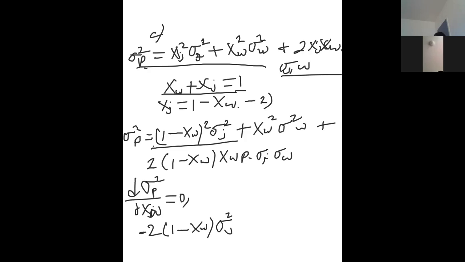Now let's come to the second component, which is this one. If I'm differentiating this with respect to XW again, the 2 will come down, plus 2XW, then variance of W. I hope this part is very simple. Now it's clear. It's more clear. Great.